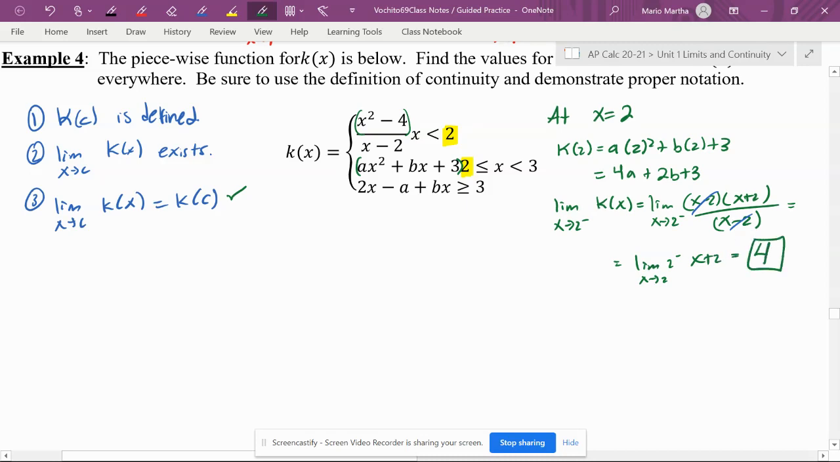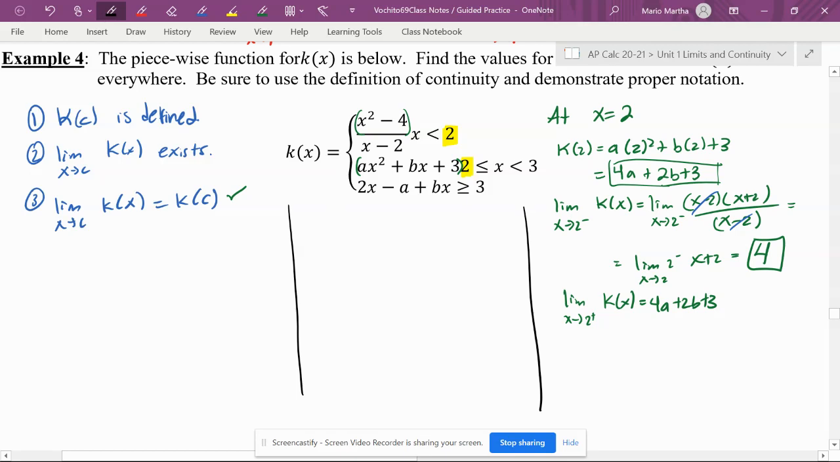All right, and if we're approaching from the right side, it's going to be the same thing as looking at this equation right here. So the limit as x approaches 2 from the right side of k of x will be equal to the same thing, 4a plus 2b plus 3. So that gives us our first equation. Let's work on it right here in the center. Our first equation to find a and b is going to be 4a plus 2b plus 3, and they have to match, so the limit has to go to 4. So this has to be equal to 4.